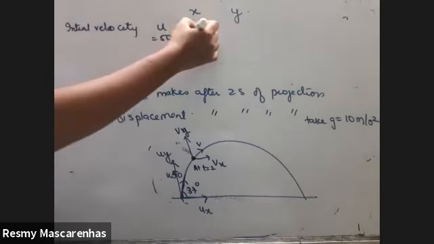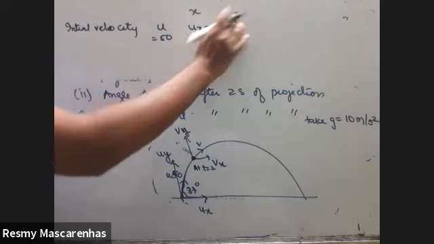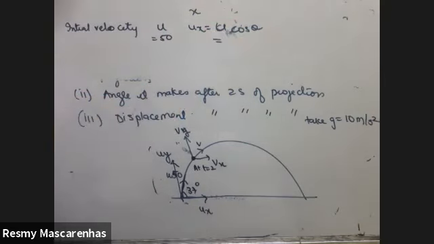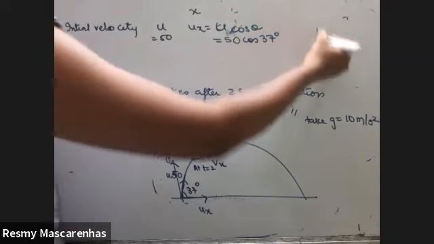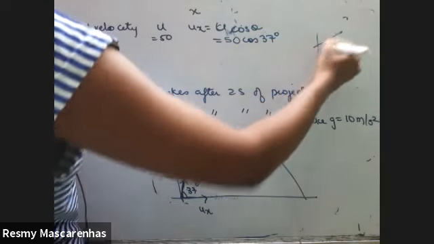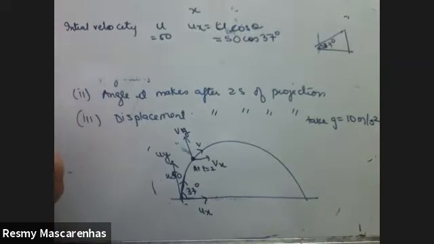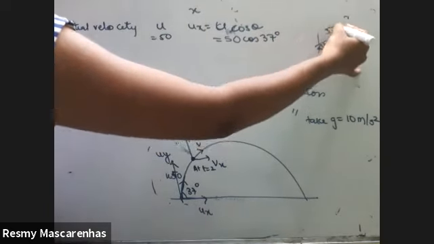What is the x direction? Ux, which is u cos theta, to calculate. So this will be 50, and theta is how much? Cos 37. In the previous class I taught you that if the angle is 37, then the triangle is 3, 4, 5.